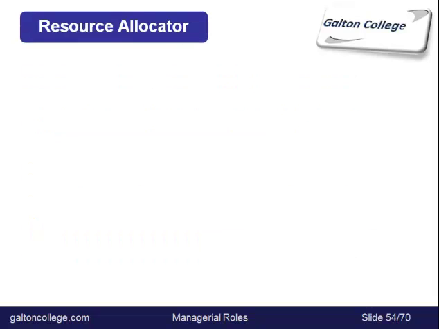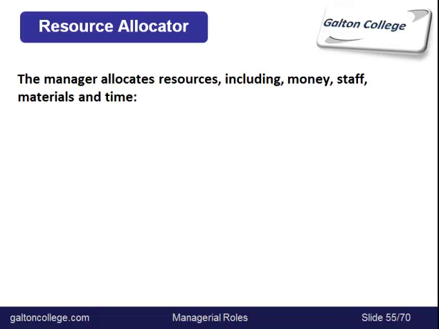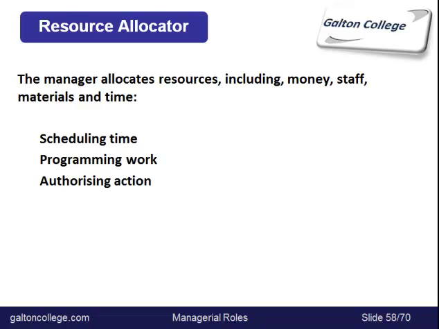Now let's turn to the manager as a resource allocator. The manager allocates resources, including money, staff, materials, and time. And this means that they are scheduling time. They're able to schedule resources. They're able to program work, for example. They're able to authorize action. And it means that the manager is a resource allocator. They're allocating scarce resources here.